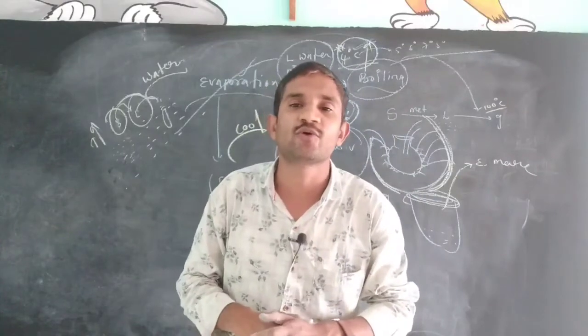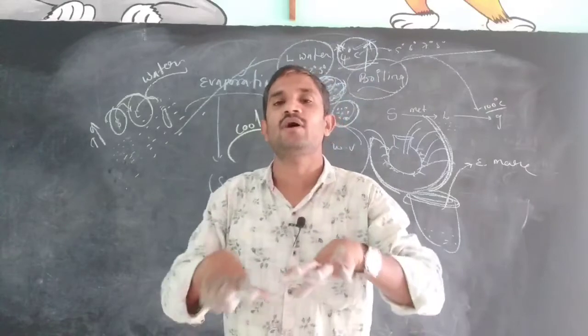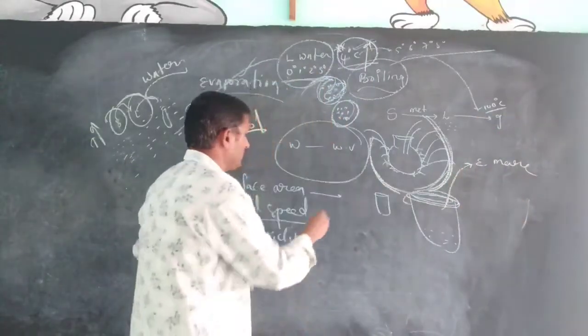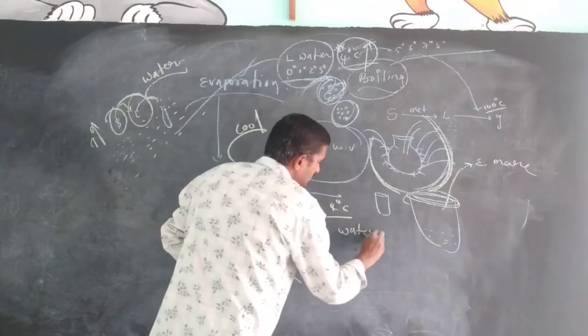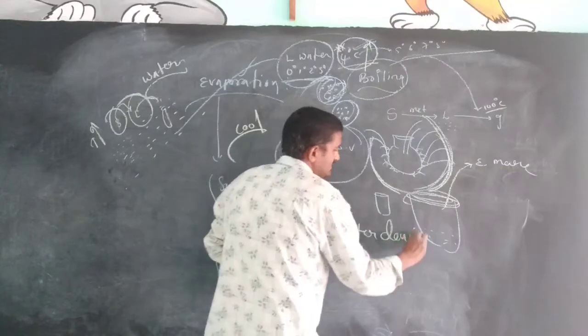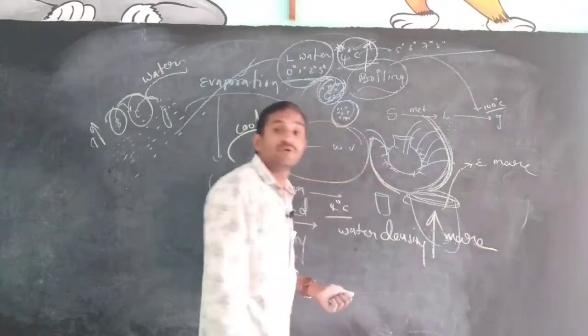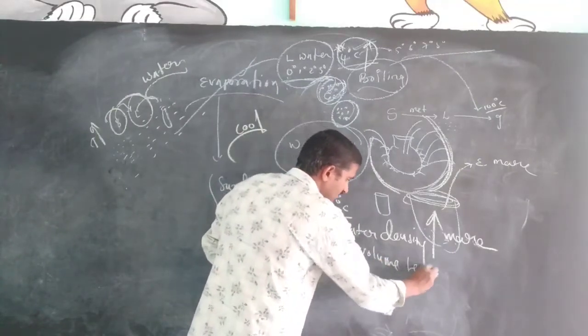Ice will float on the water. Ice density will be less, the water density will be more. What I told, at 4 degrees centigrade water density is more. Volume will be less.